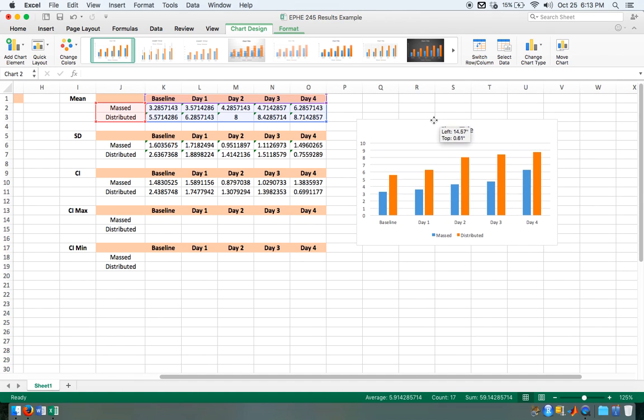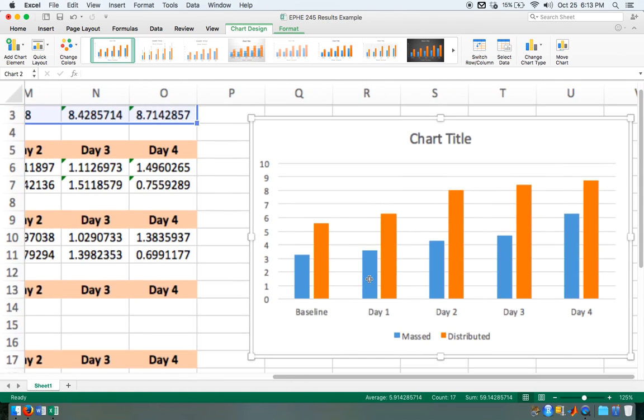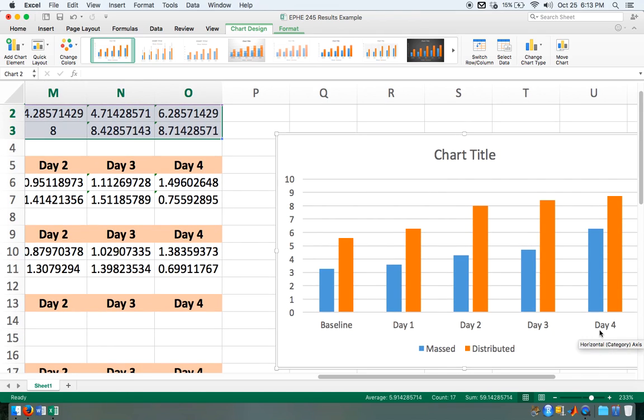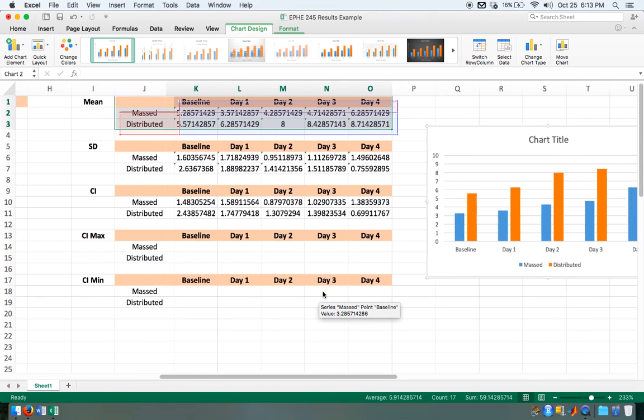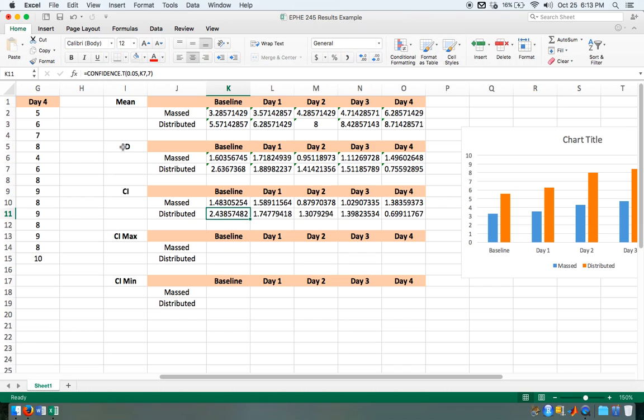So what happens is now we have a figure. So we have baseline, day 1, day 2, day 3, day 4. Then we have our mass groups in blue, and then distributed in orange. What I see here, even though, like I said, I kind of made up the data, is things are increasing over time. It looks like, at least. Now, statistically with a t-test, we're going to determine if that's true. The next thing we're going to do is we're going to put error bars on this. Now, standard deviation is an error bar, but it's more commonly used to use confidence intervals.